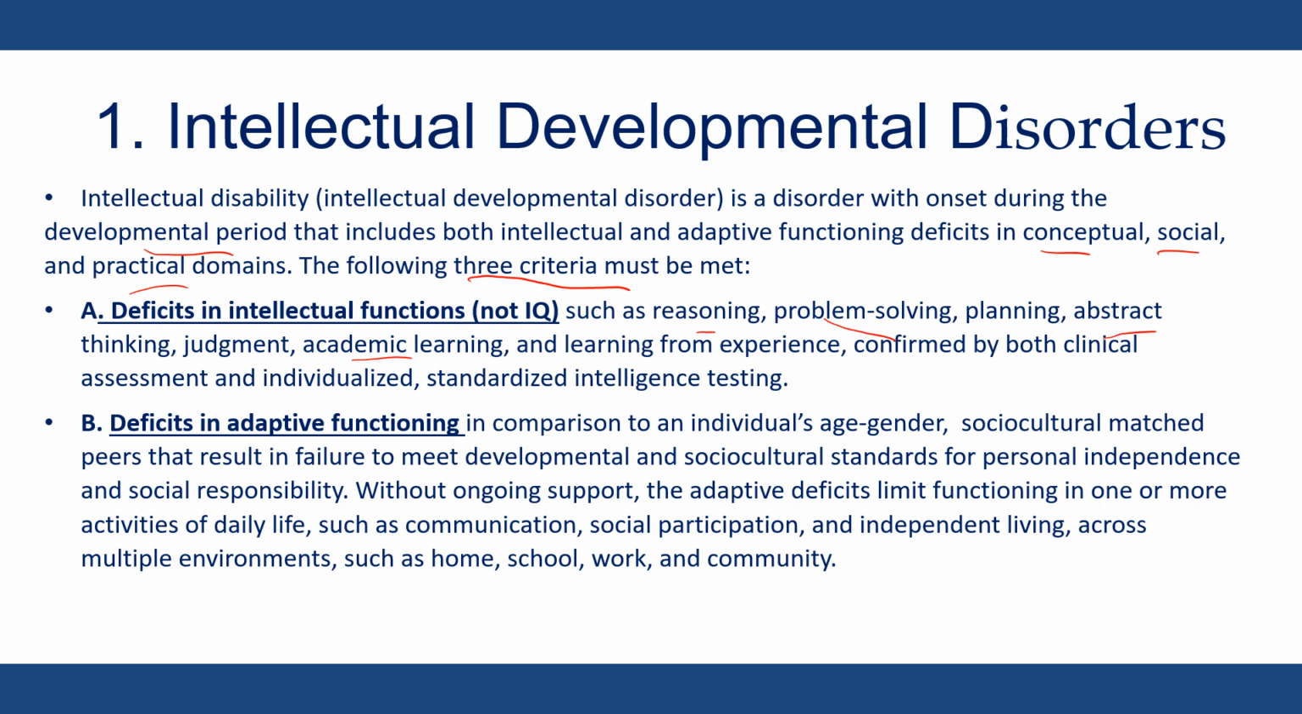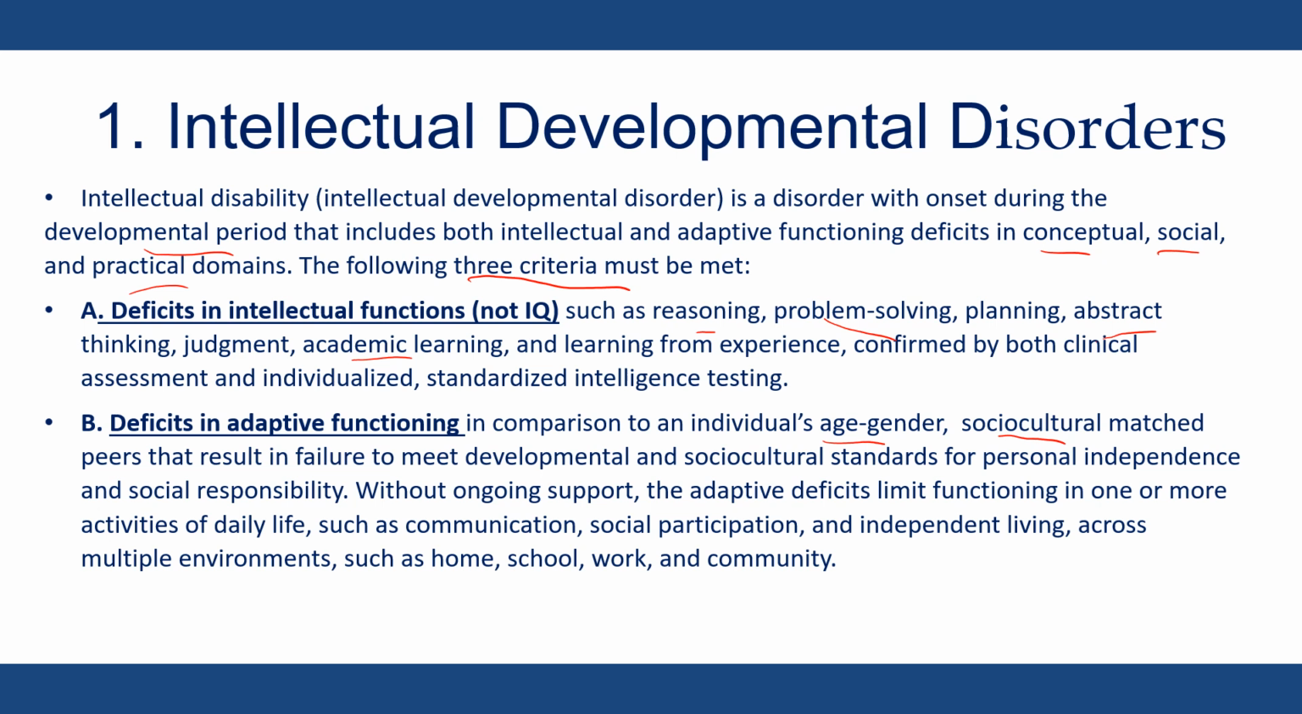Second criteria is deficit in adaptive functioning. Now again, we compare this individual, the child that is sitting in your office, with another child with the same age, gender, socioculture, and so forth. So how is your client doing in comparison with a peer, if you will?